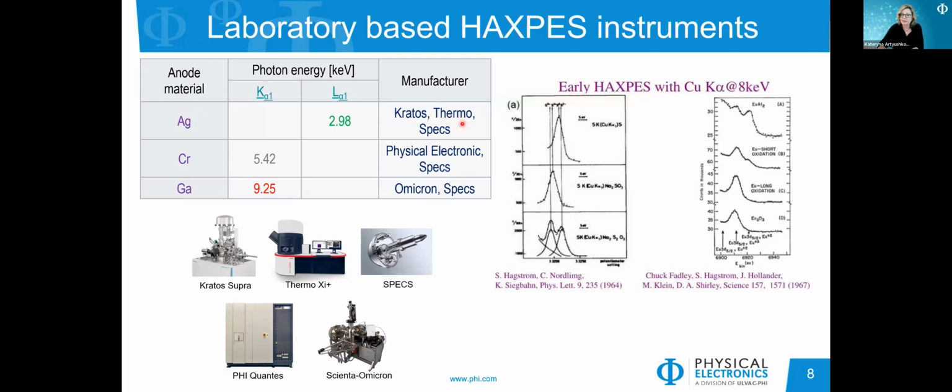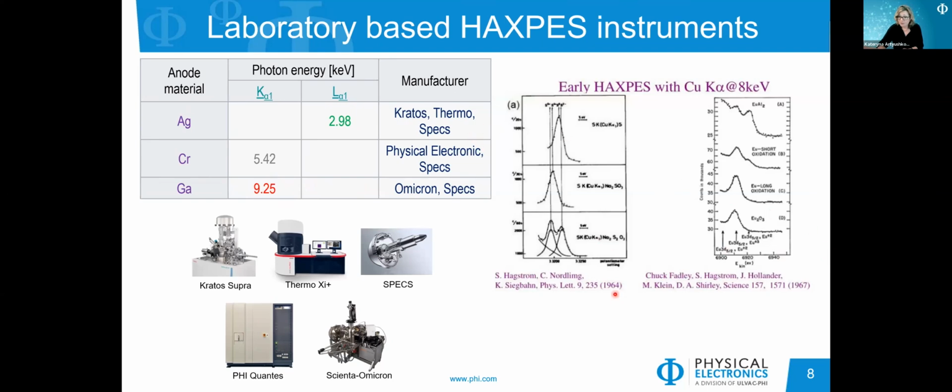Kratos and Thermo have their silver sources. A few years back, we introduced a chromium source, and my presentation will be focused on that. And then there is a gallium liquid source, around 9,250 eV, that is available as well.